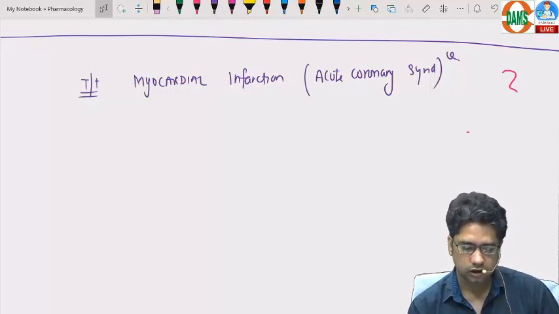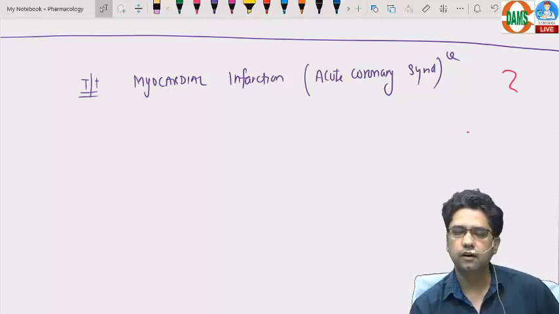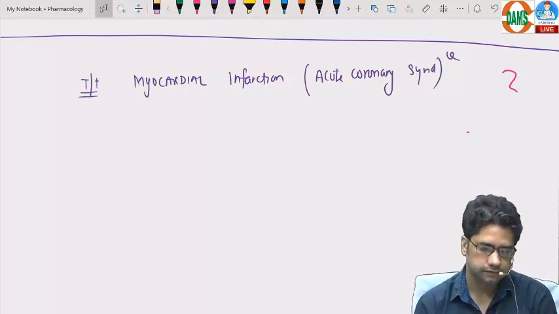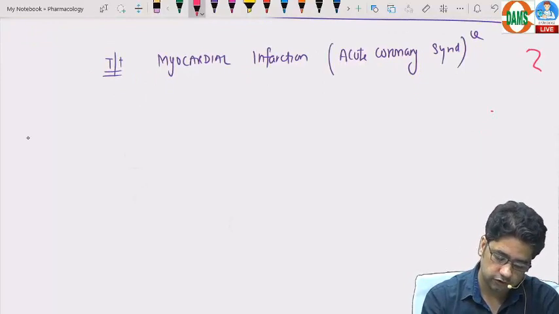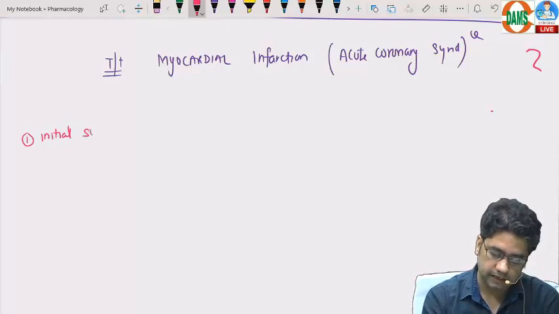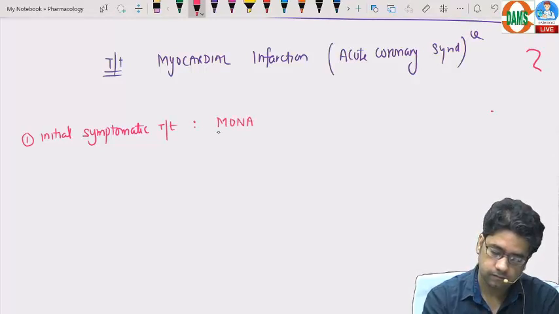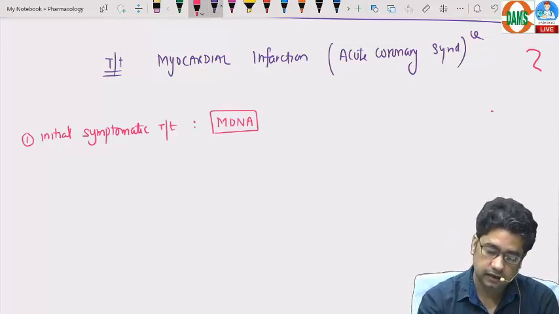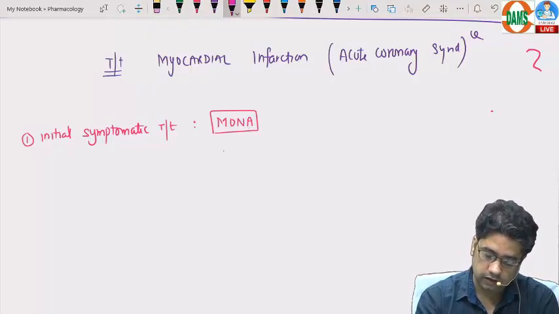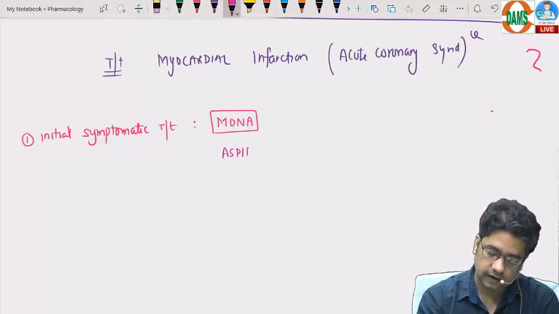Yeah, it's coming. Chalo, last point in CVS is myocardial infarction, also known as heart attack. Let's see how we manage myocardial infarction. Let's make a flow chart of it. First, you will write initial symptomatic treatment. That is MONA. In a different order we will write A for which antiplatelet drug? Aspirin.